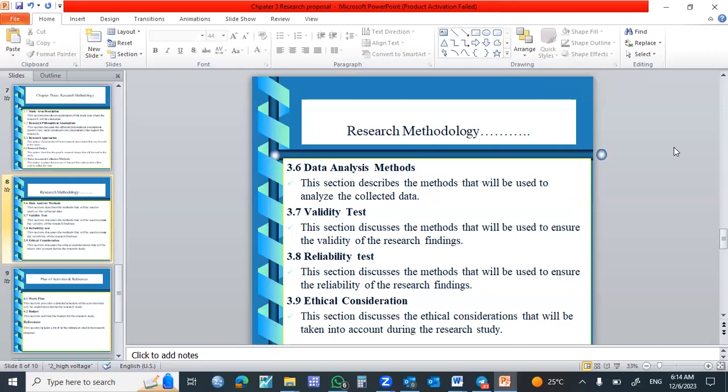And finally, we will have ethical considerations that guide us on how to be ethical in collecting and analyzing data. Our research results should not affect human beings as well as living things. We have to take care in this part.